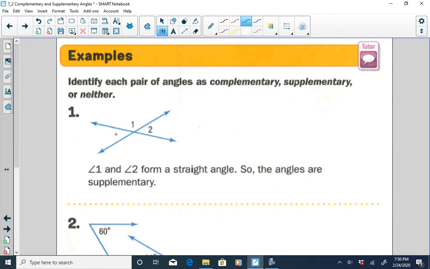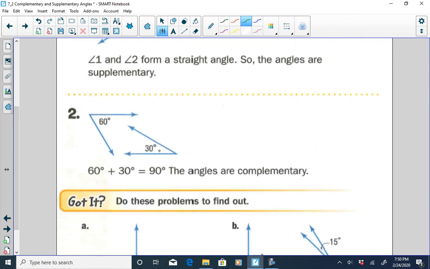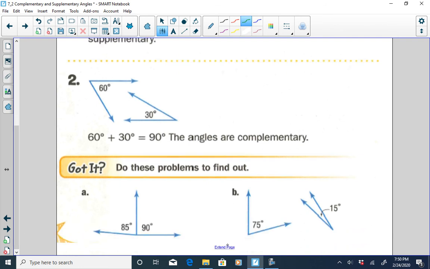Okay, here's another set of examples. Notice that here we have a straight angle, and we split that straight angle into two angles. So those two angles have to have a sum of 180, so those two angles would be supplementary. Here we have a 60-degree angle and a 30-degree angle. Those two angles have a sum of 90, so those two angles would be complementary.